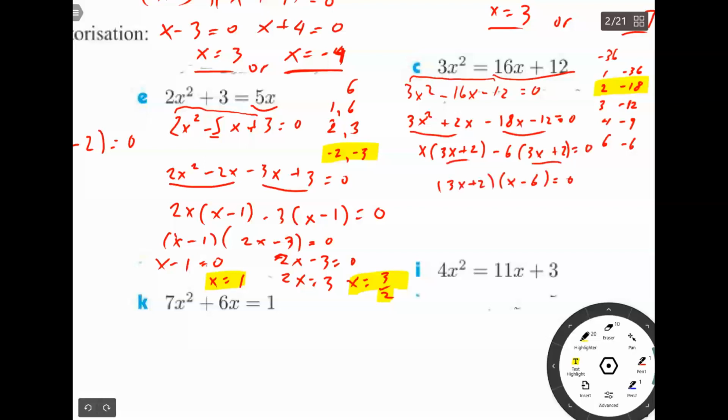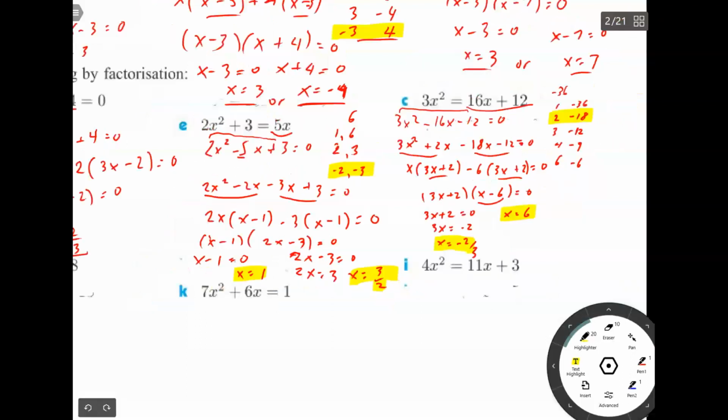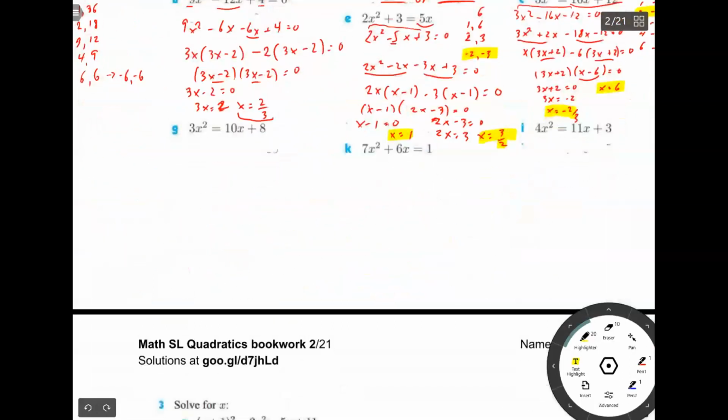Now we can see that 3x plus 2 equals 0. This gives us 3x equals negative 2, x equals negative 2/3, so that's one solution. This here, the solution is x equals 6, right? So the solutions are x equals 6 or x equals negative 2/3. Okay, let's move on to the last row of problems.